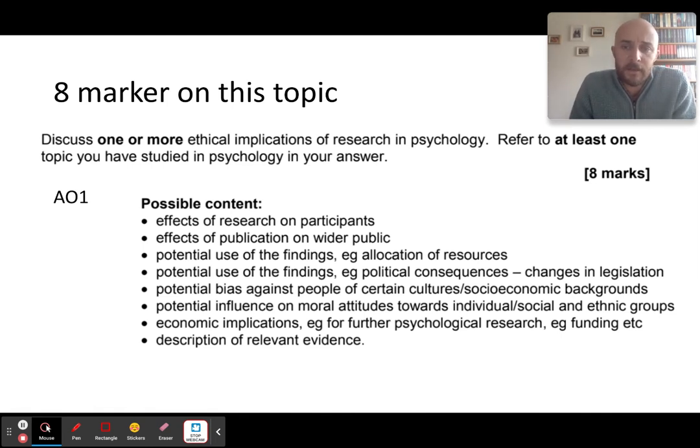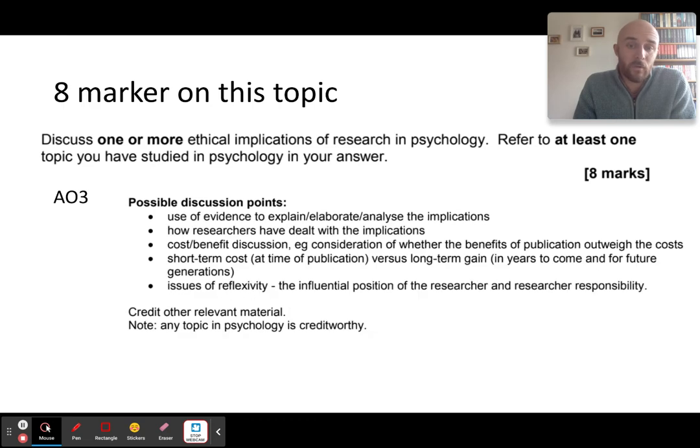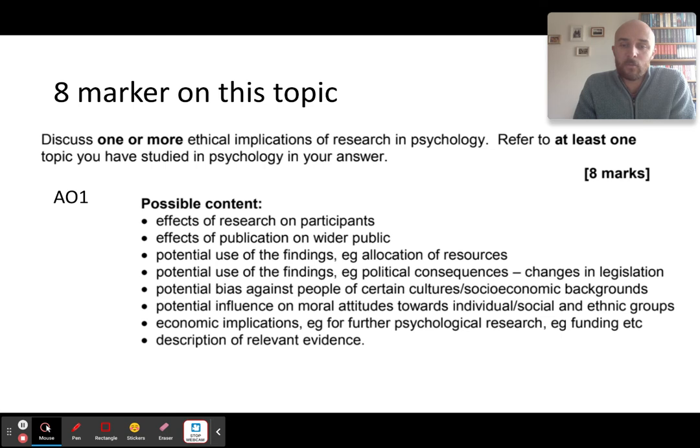Now, this question at the top here is a typical question that you're going to get. Discuss one or more ethical implications of research in society. Refer to at least one topic you have got. So you've got an AO1 here, an AO2, and an AO3 as well. It might be worth just pausing this to have a look at what you could write about. This is what you would write about in your AO1. Now for this, AO1 would only be worth 3. So clearly you do not have to talk about all of this. But what would you talk about?